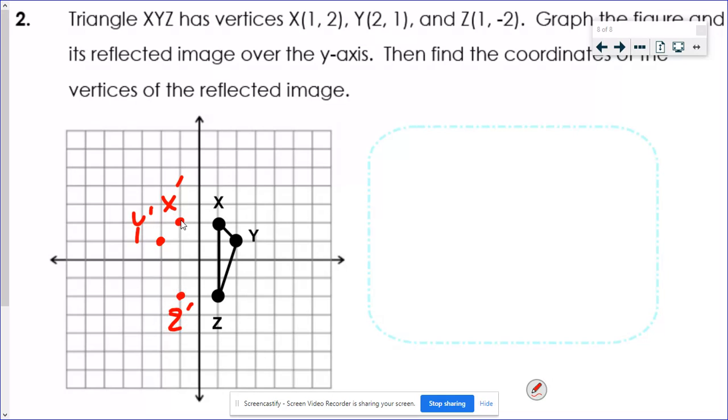So reflecting over the y-axis changes the x sign. So X prime is going to be at -1, 2. Y prime is going to be at -2, 1. And Z prime is going to be at -1, -2.